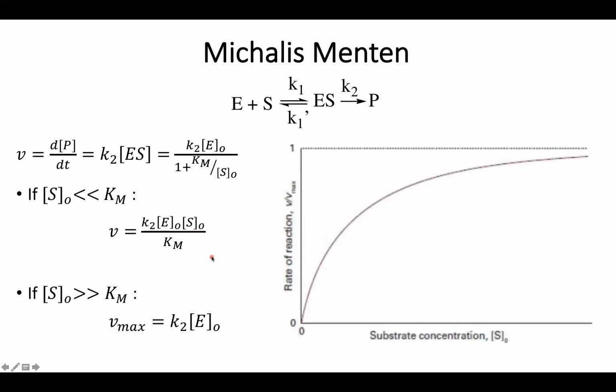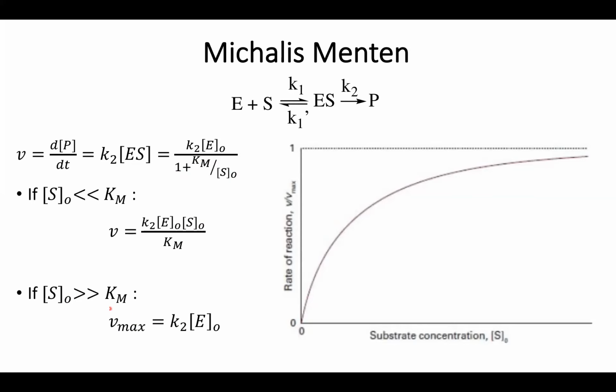And as my substrate concentration gets much larger than Km, well, at this point, this whole term essentially drops down to zero. And then all I'm left with is 1 here in the denominator. So my rate becomes equal to K2 times the enzyme concentration. And this rate, as you notice, can't be exceeded. And so this is thus called the maximum rate, or more colloquially as V max.